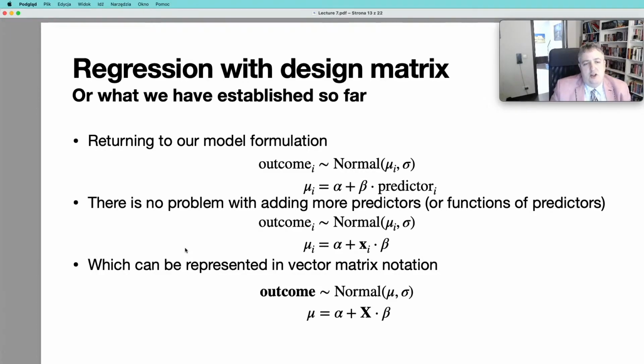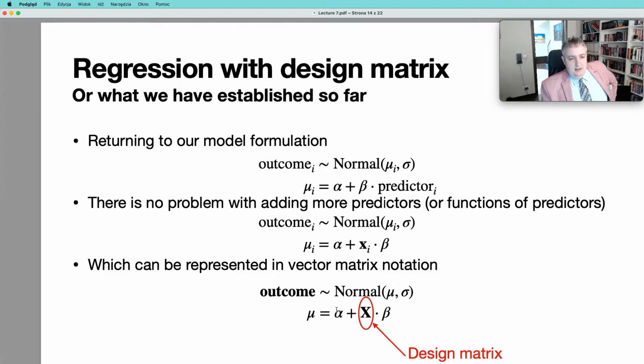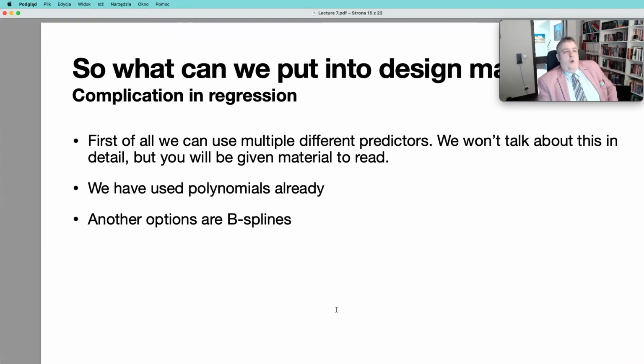And generally, we can represent our results in matrix notation, which should be known to you: our means correspond to the intercept and the linear combination of predictors, with coefficients hidden in the vector beta. The X is the standard notation for the design matrix. So generally, we can put more complications in the design matrix.